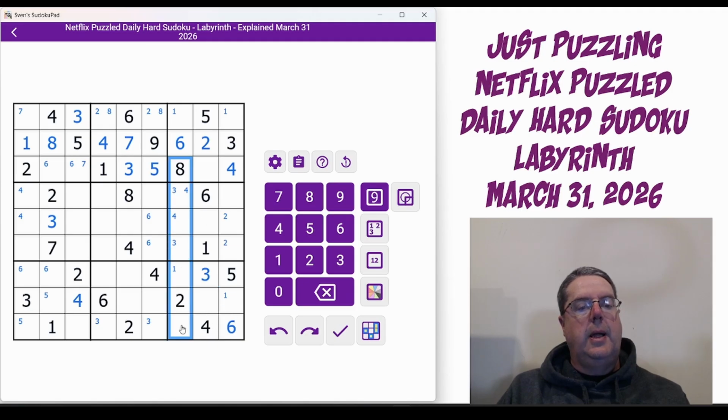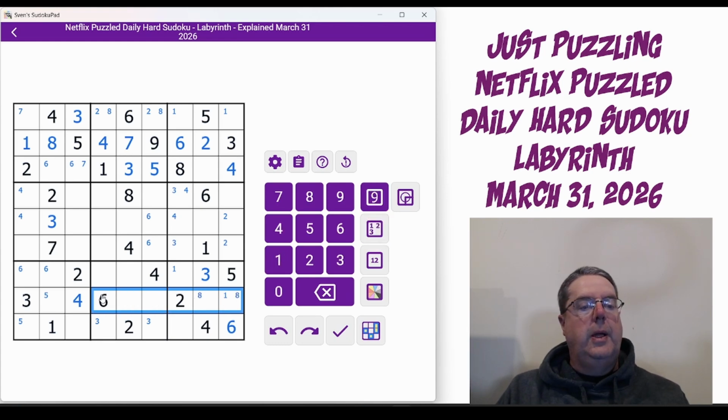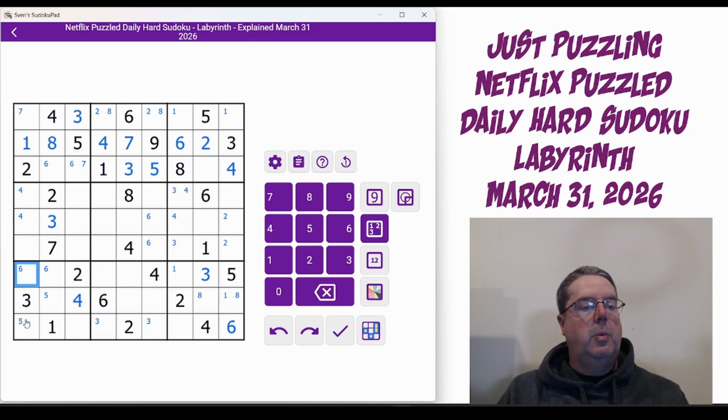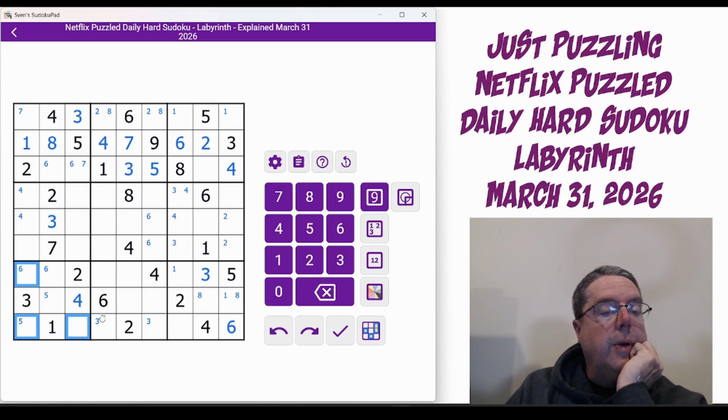8 comes down here, so 8 is one of these two. 8 comes across here. 8 comes down here, so 8 will be one of these. 8 comes across here. 8 comes down here, so 8 is one of these. Now, what's interesting, no, I was going to say that's interesting, but it's not. 7 and 8 are going to be on the outside there, but it's not going to help me.